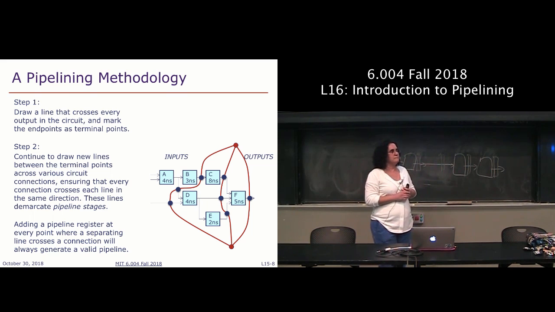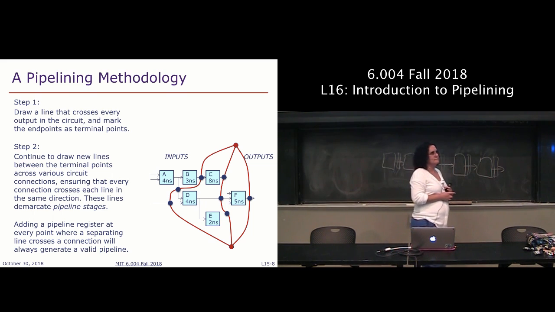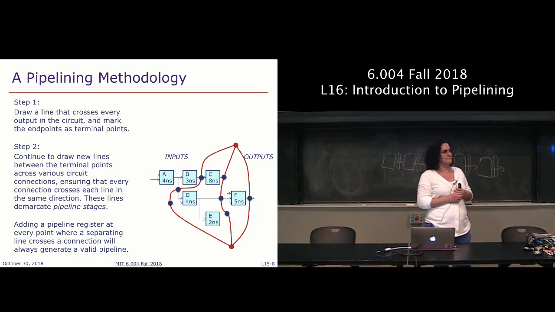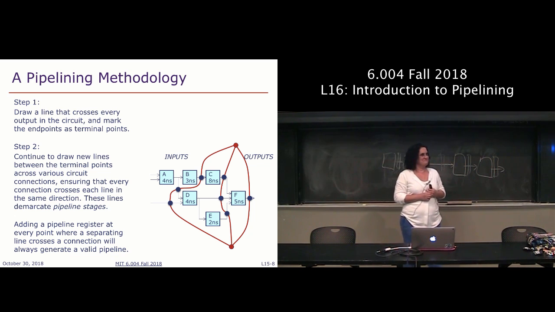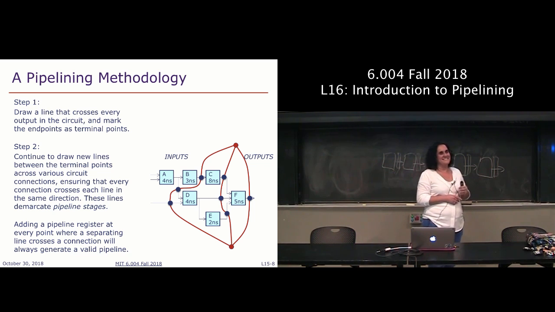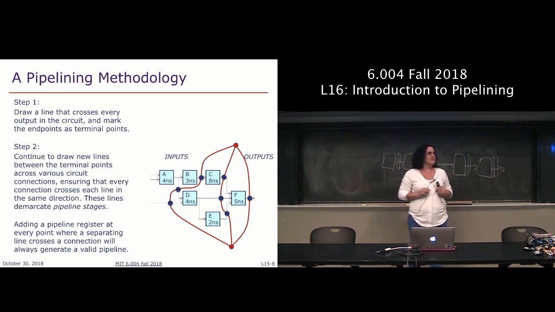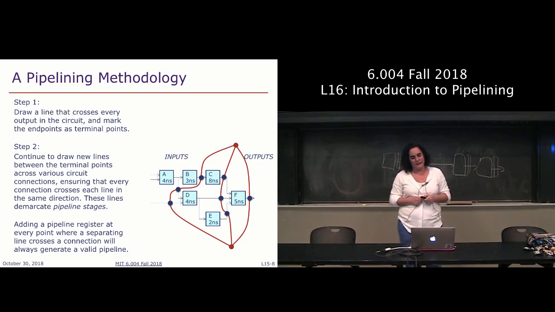Yes? What's the intuition behind the way we draw these lines and why they make a valid K pipeline, and what's the standard way of doing this without fault, I guess? Yeah, so we're getting there. This will give you a valid K pipeline, but now we want to analyze the performance of this pipeline that I just created.